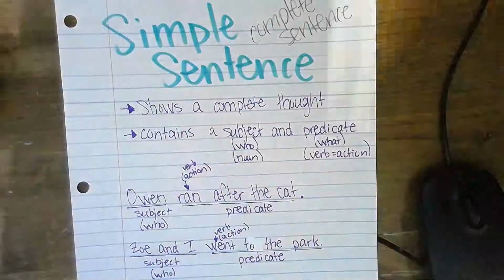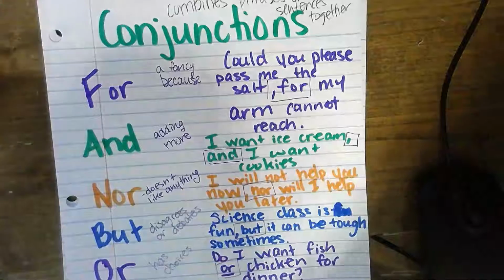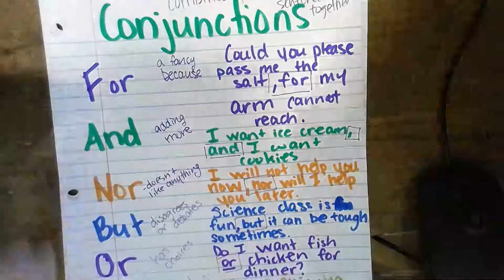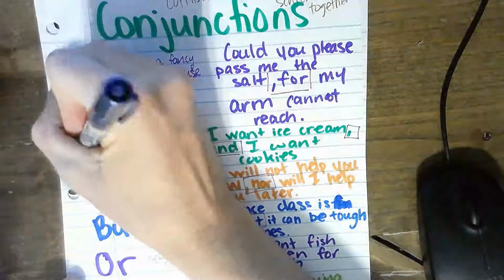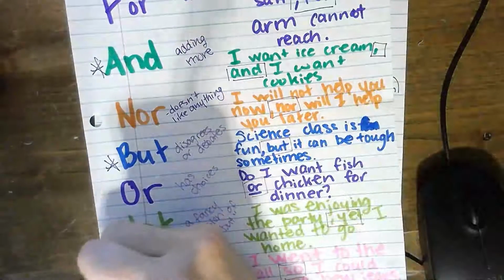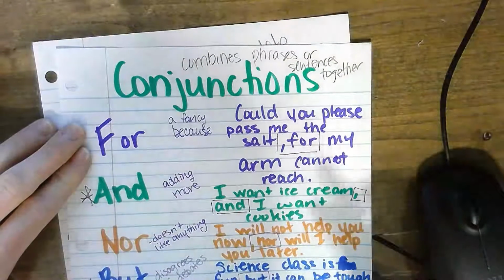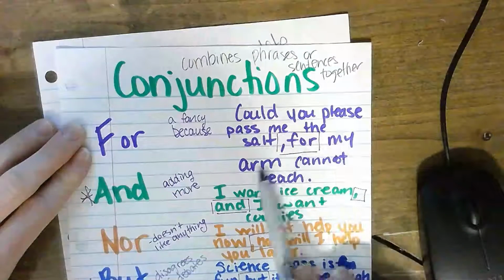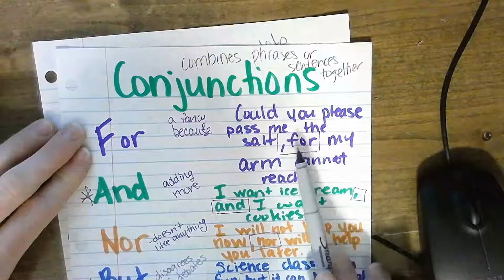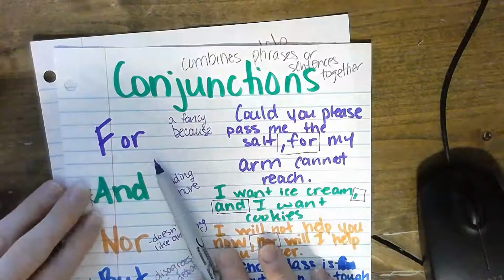I can combine two simple sentences using a conjunction, and I have many different ones that I can use. The most common ones are and, but, and so. I have for, which is a fancy because. Could you please pass me the salt? For my arm cannot reach. Because my arm cannot reach. So it's a fancy way of saying because.